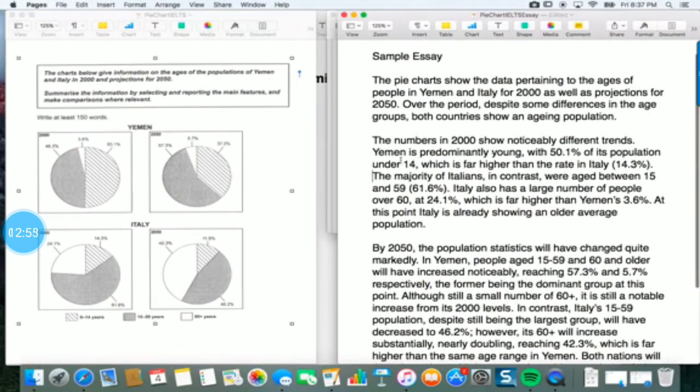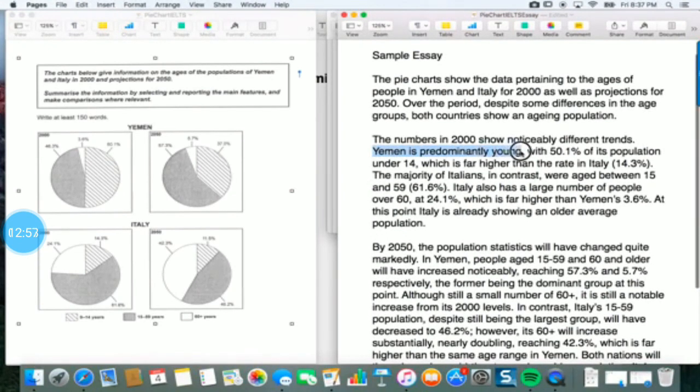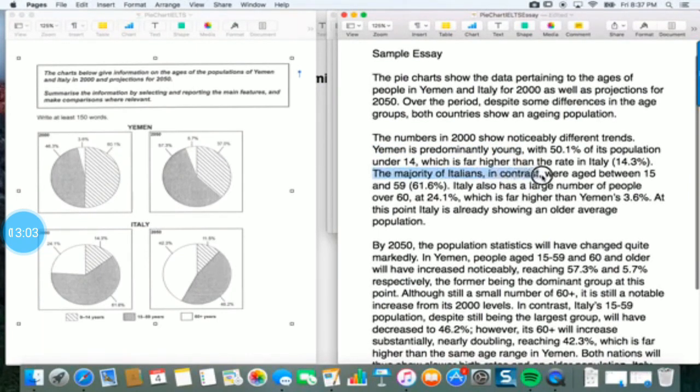So again, I've talked about the main trend in Yemen and compared it with Italy. Then I talk about Italy. The majority of Italians, in contrast to Yemen, obviously, were aged between 15 and 59. And I put in the data here. Italy also has a large number of people over 60 at 24.1%, which is far higher than Yemen's 3.6%.